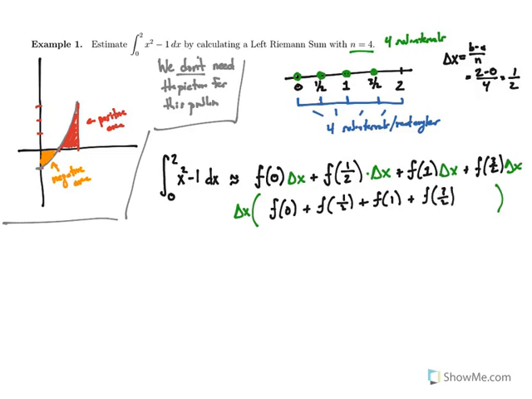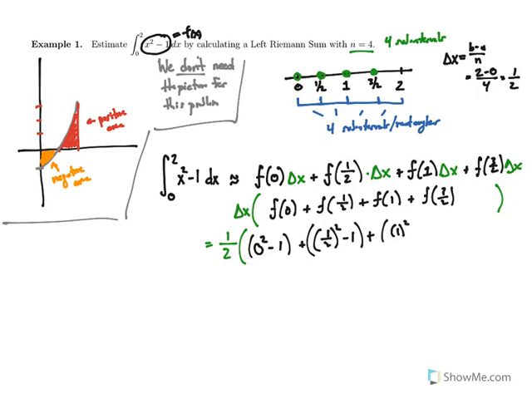And the question is, what is f? Well, f is this x squared minus 1. So I'm going to plug those values into that function. We know that delta x is 1/2. Plugging in 0 into that function is going to be 0 squared minus 1. Plugging 1/2 in is going to be 1/2 squared minus 1. Plugging 1 in is going to give us 1 squared minus 1. And 3/2 squared minus 1 at the end. If we have a different function, we're going to have different values there for each problem that we do.